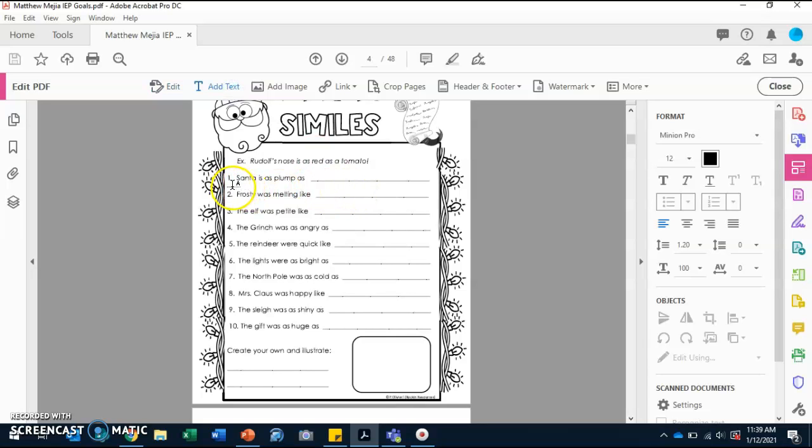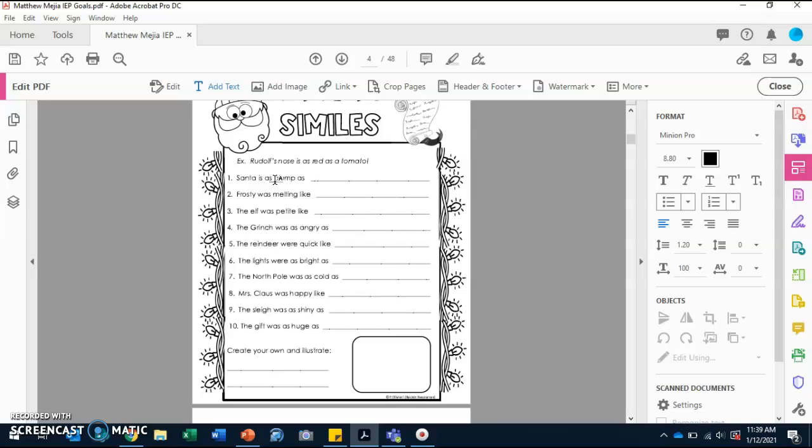begin. Number 1 says Santa is as plump as. So plump, Matthew, is like round. It means something that is in a circle shape, something that is very round. So that is what they're talking about when they say plump. So they're saying Santa is as plump or as round as. So what can we think of something that is very round, very circle-ish?